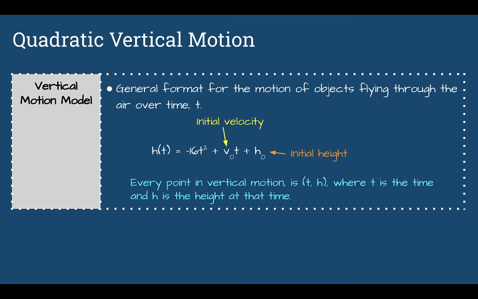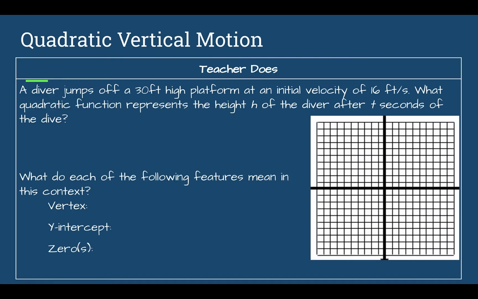In the vertical motion model, every point is t comma h. So instead of x and y, t and h, where t is the time and h is the height at that time. So when we graph it, our coordinates are going to be time, comma, height. And that's going to be important to figure out how long it took an object to get to a certain height or how high an object is at a certain time. Let's look at some examples of vertical motion.